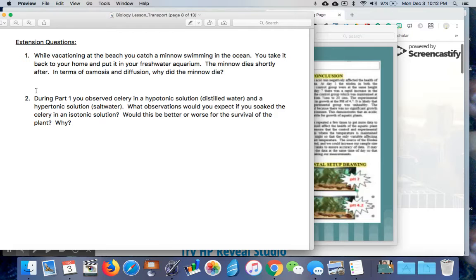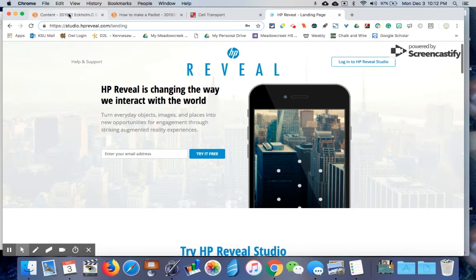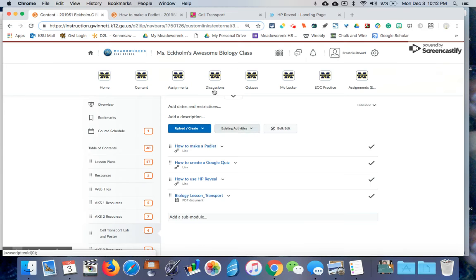After this, maybe the following day, they would have been given more instructions on what to do with their poster. We use eClass, which is an online platform that we use in Gwinnett County. I created a couple of how-tos on how to create a Google quiz, which they're going to embed in their augmented reality, how to use a Padlet, which is where they're going to gather all their research, and how to use HP Reveal, which is the actual format in which they create their augmented reality.